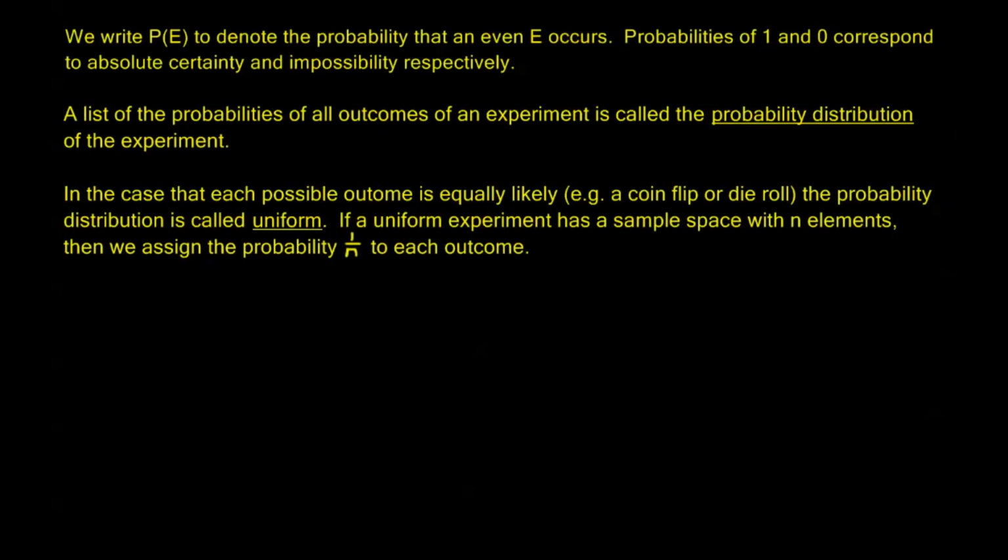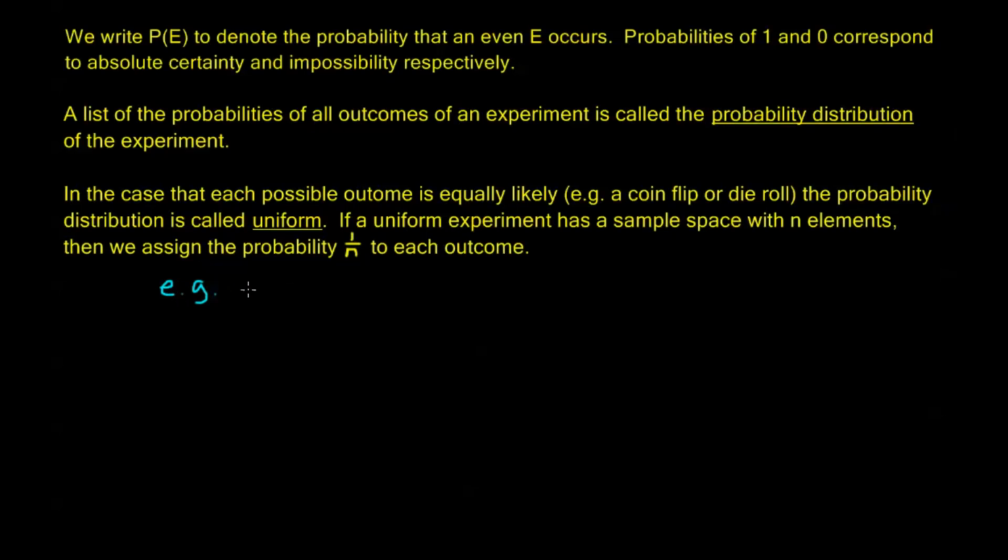Now we say that a list of all the probabilities of all the outcomes of an experiment is called the probability distribution of the experiment. And in the case that each possible outcome is equally likely, for example a coin flip or a die roll, the probability distribution is called uniform. So in this video we're going to be talking about uniform probabilities and uniform experiments. Now if a uniform experiment has a sample space with n elements, then we assign the probability of 1 over n to each outcome. So for example, for a coin flip, we can do an example here.